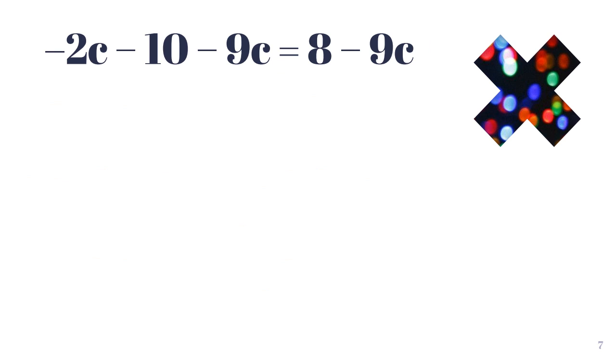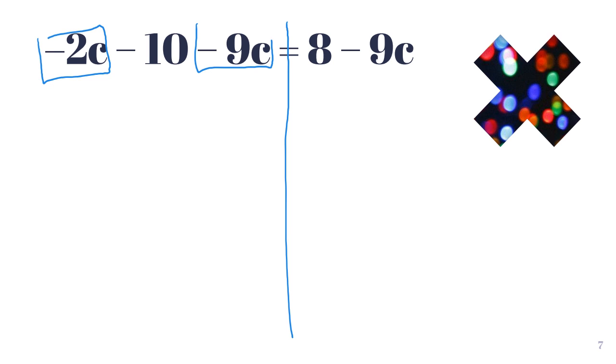And our last example. Woo! So, like I said, look at either side of your equal sign separately. See if you can combine anything. On this side, I have negative 2c and I have a negative 9c. I can combine those. What is negative 2 minus 9? Negative 11. So I have negative 11c minus 10 equals 8 minus 9c.